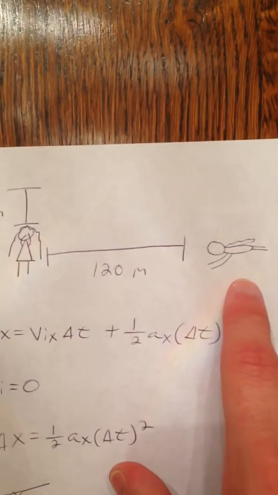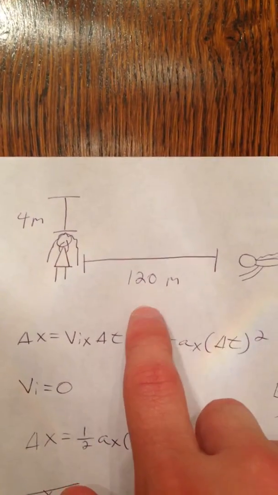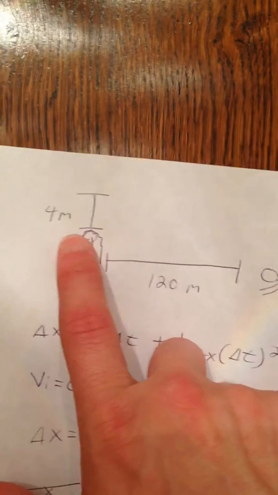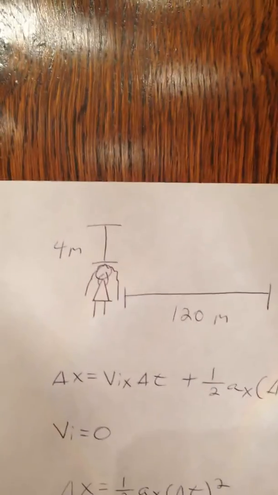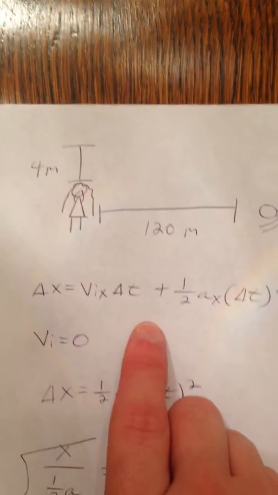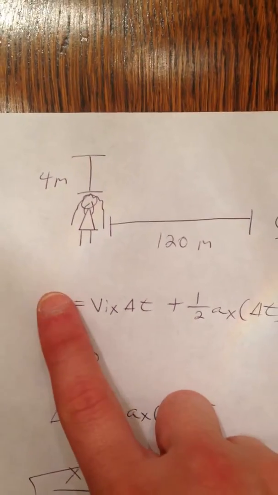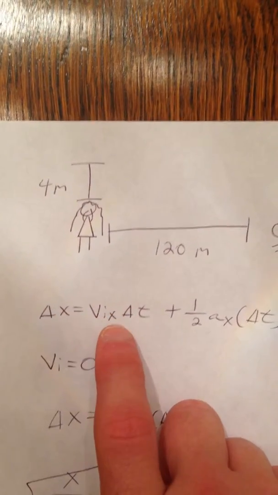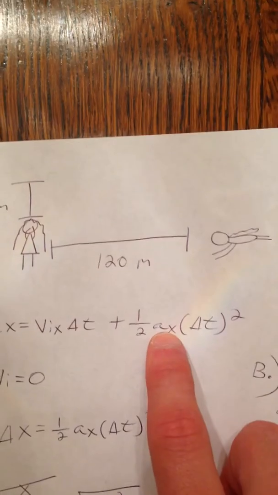Alright, so here's Lois Lane, here's Superman, and Superman is 120 meters away from Lois. The rock that is falling is 4 meters away from Lois. So I chose this equation because we know what x is going to be. It's going to be either 4 or 120. I'll discuss that later.